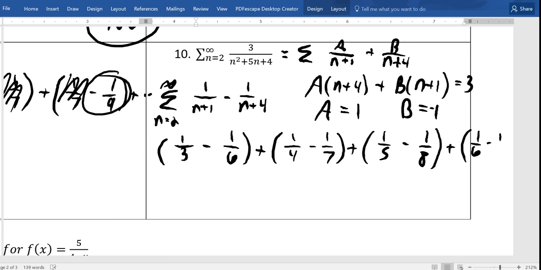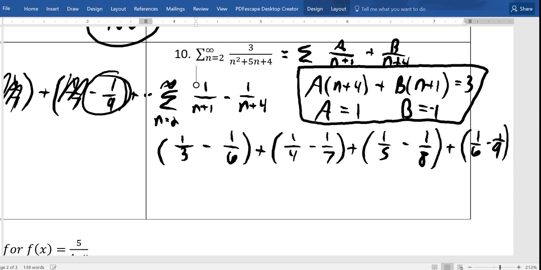All right, so for number 10, I got a little bit of work done here already because my computer decided to freeze while I was doing my last video. So let's just go through this. First thing you got to do is recognize you can factor the bottom, which means we can split it apart via partial fractions. And when you do that, that's all this work right here. When you do that, you find out that this series is the same thing as this series over here.